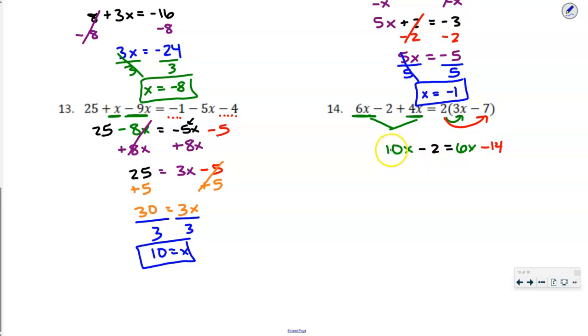Since I have 10x tiles on the left-hand side and 6x tiles on the right-hand side, I'm going to zero out these 6x tiles by removing them, and balancing it, doing the same thing to the other side. 10x minus 6x is 4x minus 2 is equal to negative 14. I undo subtracting 2 by adding 2. And now I have just 4x tiles equal to negative 14 plus 2, which is negative 12.